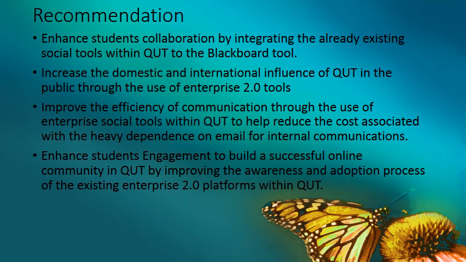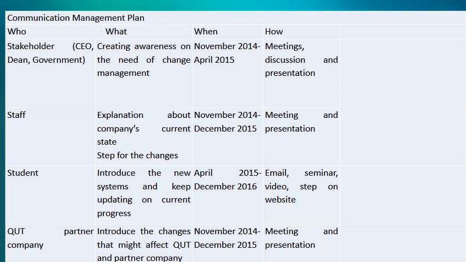So here are a couple of recommendations. These recommendations include enhanced students' collaboration by integrating the already existing social tools, increased domestic and international influence of QUT, improving the efficiency of communication through the use of enterprise social tools within QUT, and enhanced students' engagement. Here is the communication management plan. The plan has pointed out the related stakeholders and what activities or actions they should do in order to implement the plan.